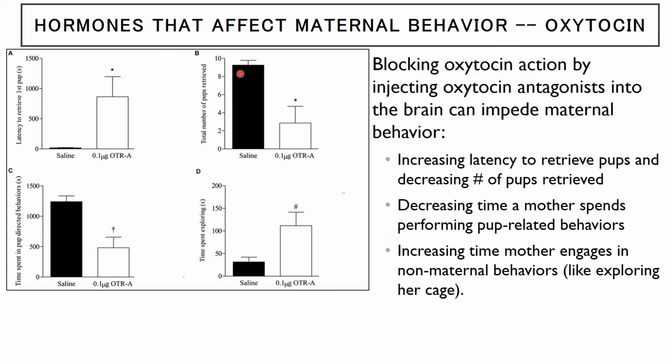So in this experiment, I think they put 10 pups in the cage and they looked to see how many pups they actually retrieve. For the animals injected with saline, they retrieve nearly all 10. Whereas for those injected with the antagonist, they retrieve many fewer pups.